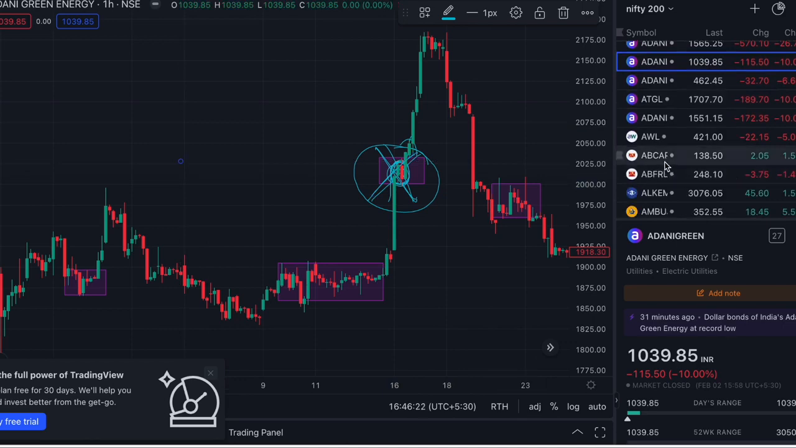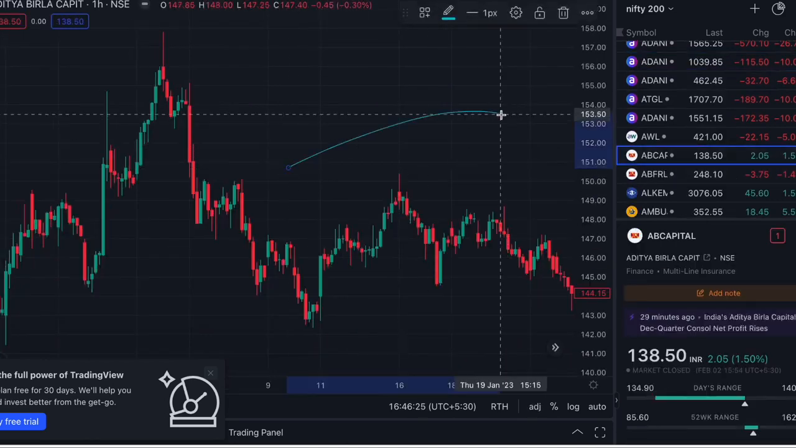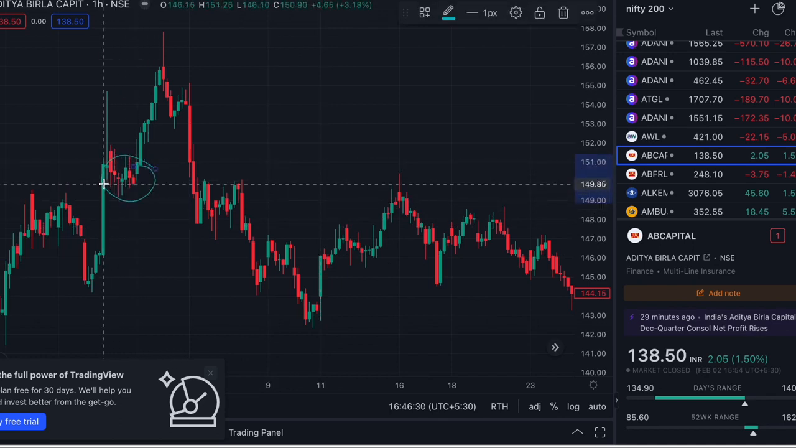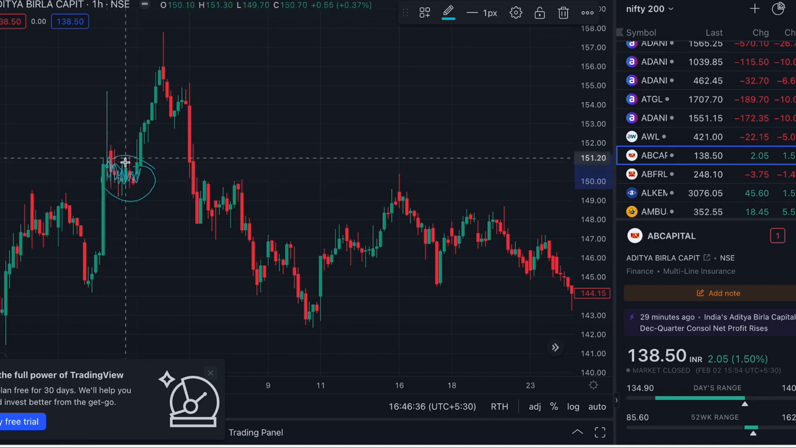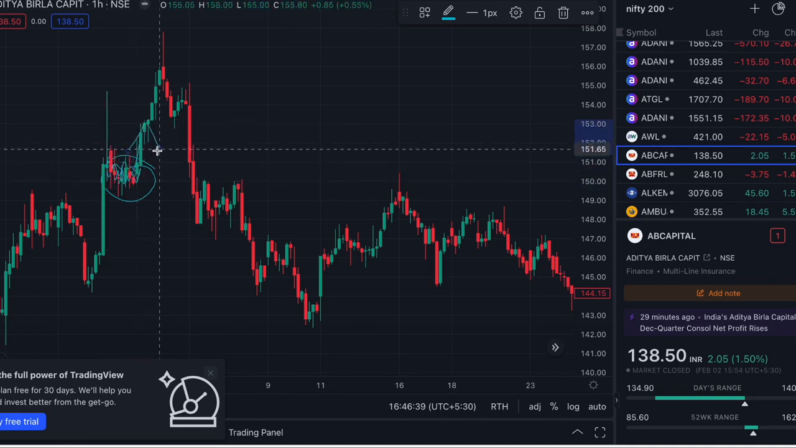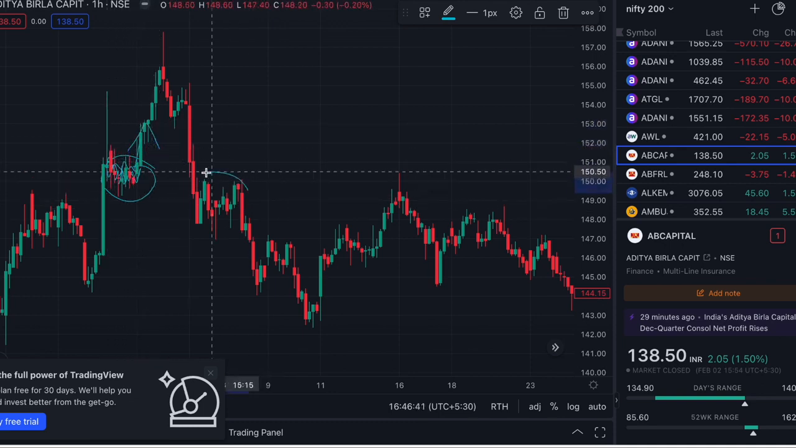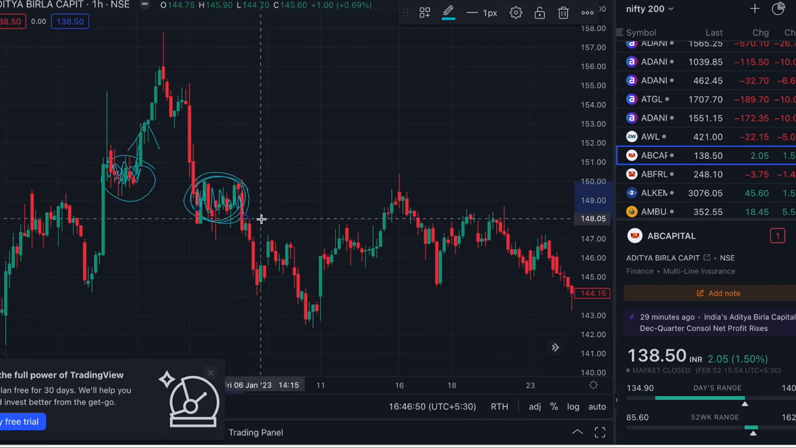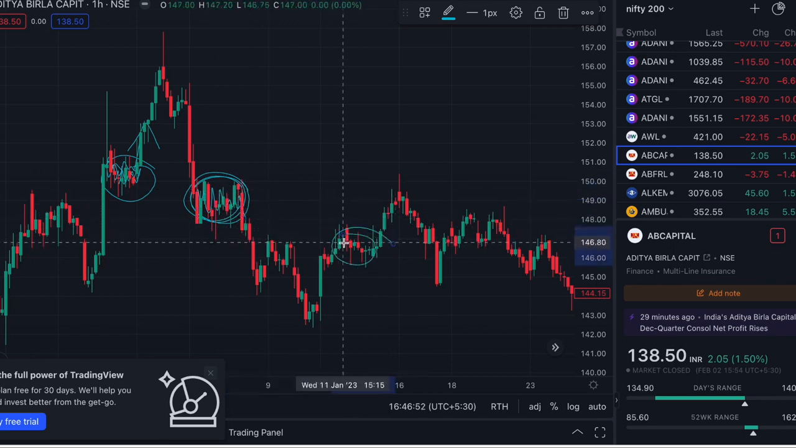Let's move on to a different stock now. Aditya Birla. Here, this is a substantial fight, right? For quite some time there was a fight between the buyers and sellers, and finally the buyers were able to take the price higher. This is a substantial fight between buyers and sellers. Correct?